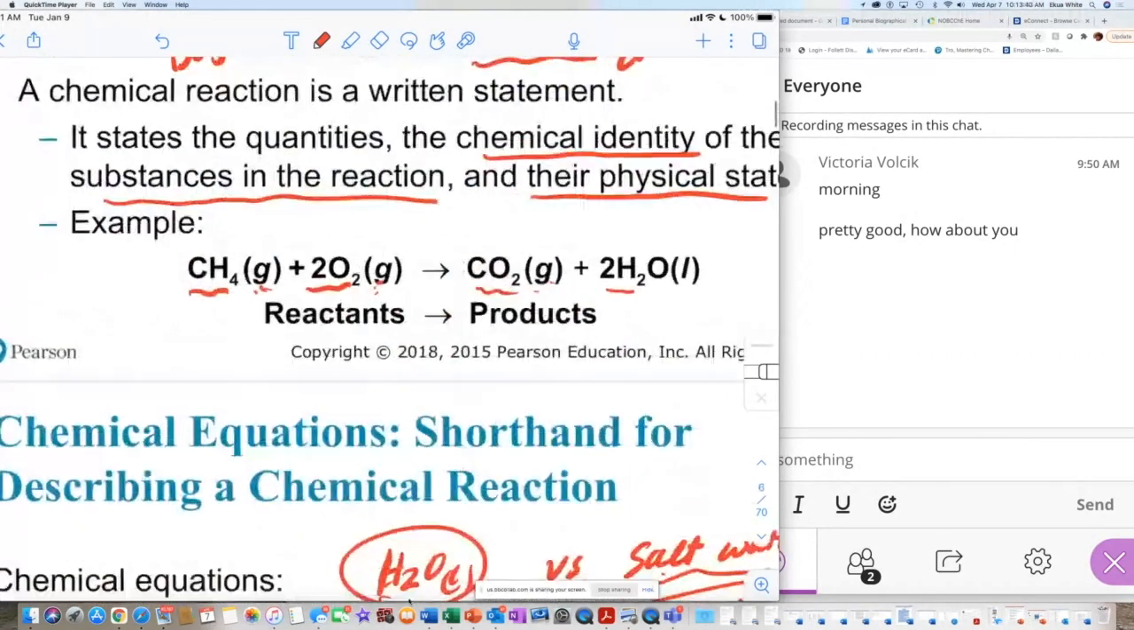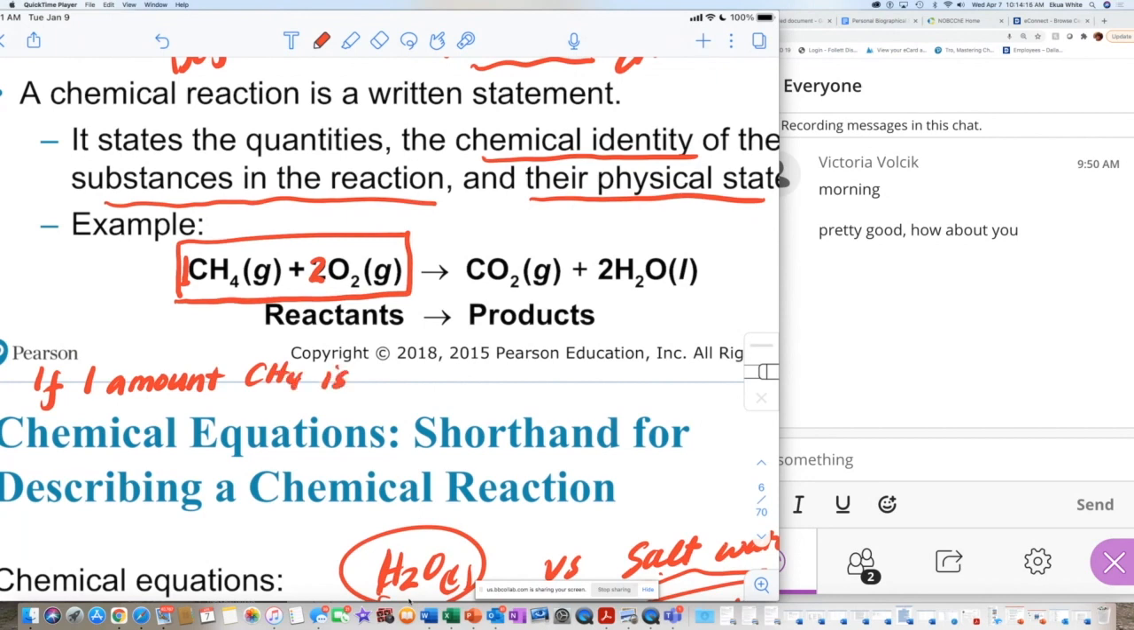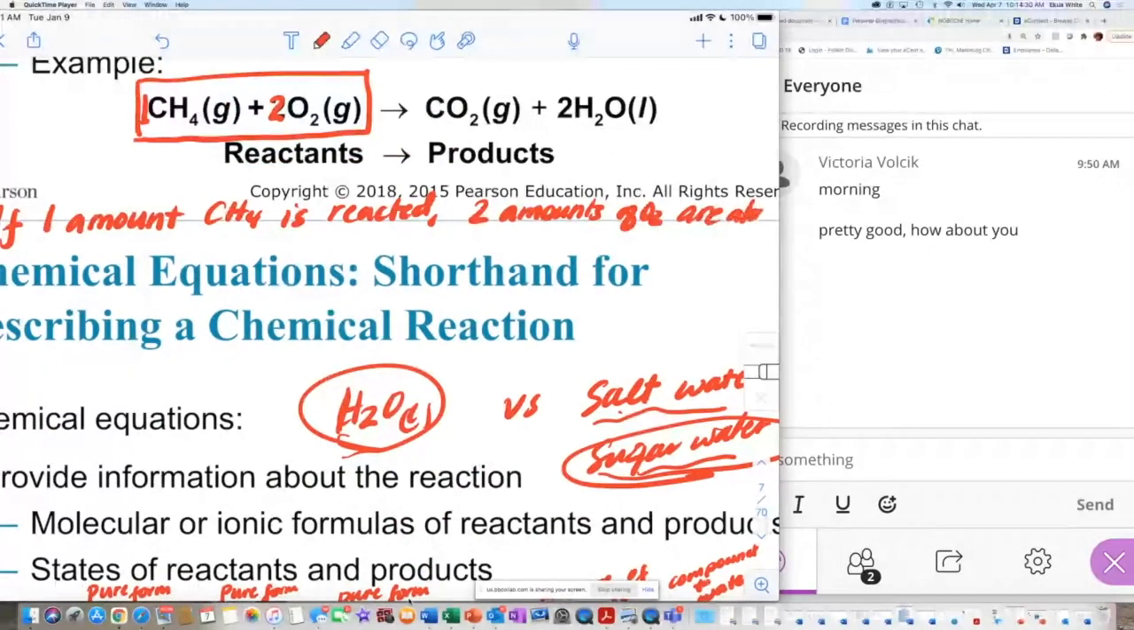So back here, is this equation balanced? Yeah, it's balanced. So this balanced equation gives us the relative amounts of the reactants required. I will focus only on the reactants right now because I don't have a lot of writing space. Since there is no number before the formula, the one is implied. This one here has a two, so the two is not implied, it's actually stated clearly. So if one amount, and I'll keep it generic, one amount of CH4 is used or reacted, two amounts of O2 are also reacted.